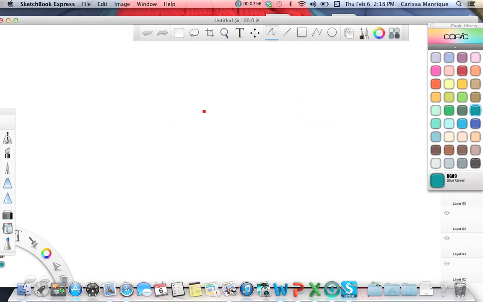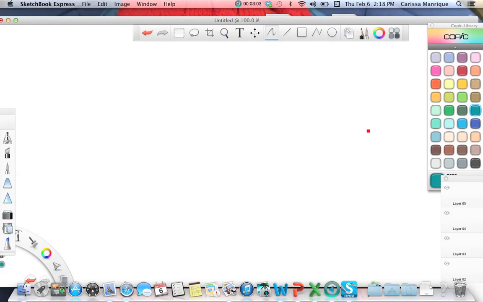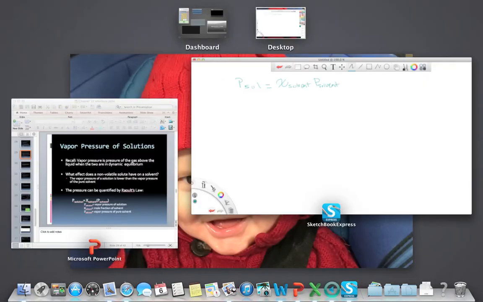So let's look at the effects of it. Here's the formula, let me go ahead and write that down. The new pressure of the solution equals the mole fraction of the solvent, notice this is the solvent, multiplied by the pressure of the pure solvent. This will give you the new vapor pressure once you mix something in there. So let's look at this.